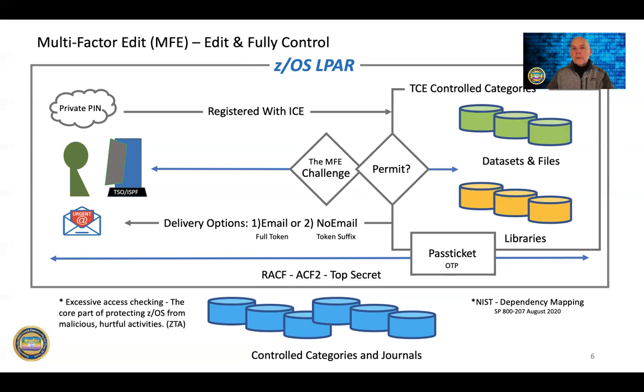First, there are two options for delivery of the token itself. It can be delivered via email, and in that case, it's the full token, or it can be delivered using a no mail option, in which case it's delivered as a token suffix. In that case, the user has already registered with the integrity controls environment a private PIN. And the combination of that private PIN and that delivered suffix give them, along with the full token, if they chose that method, the opportunity to meet the MFE challenge.